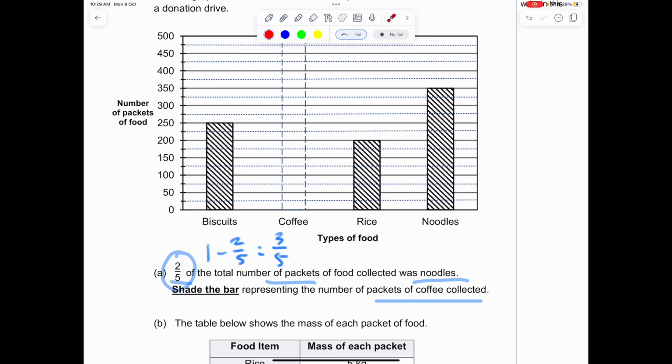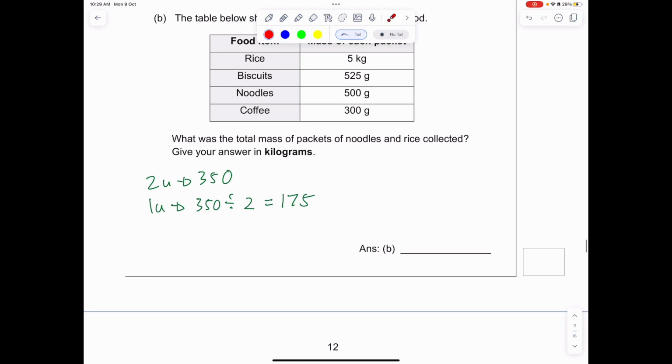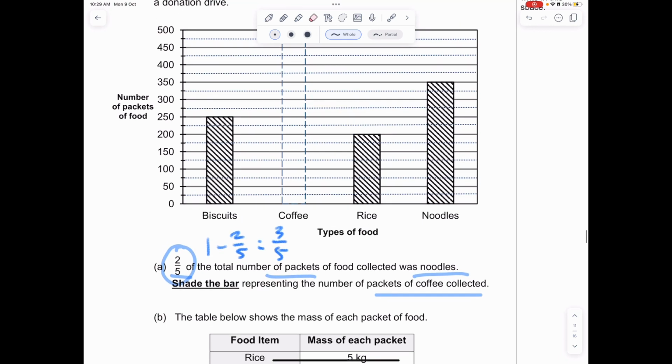So then after that, 3 units would be 175 times 3, and my answer is actually 525. Okay, so I know that 525 is actually what I have here. This amount in total is 525. But wait, I only want what? My coffee.